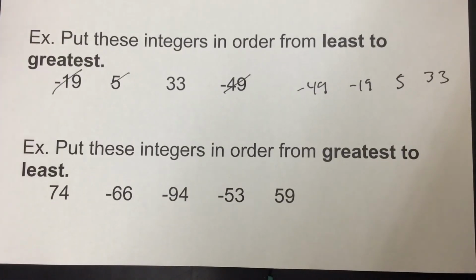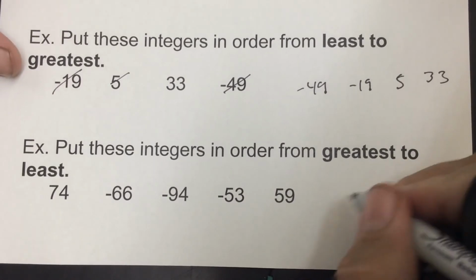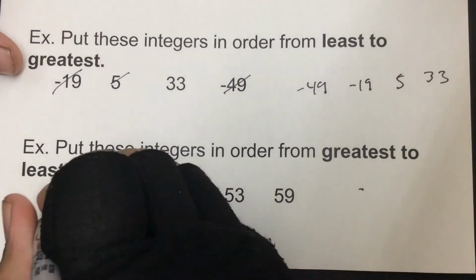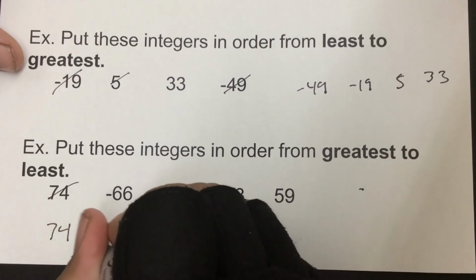Now we're going to have 5 of them. Again, if we read the directions, we're going greatest to least. So what's the biggest number? Well, the biggest number is 74. Let me write it down here. So 74 first, crossing it out. The only other one that's positive is 59, so it would have to go next.